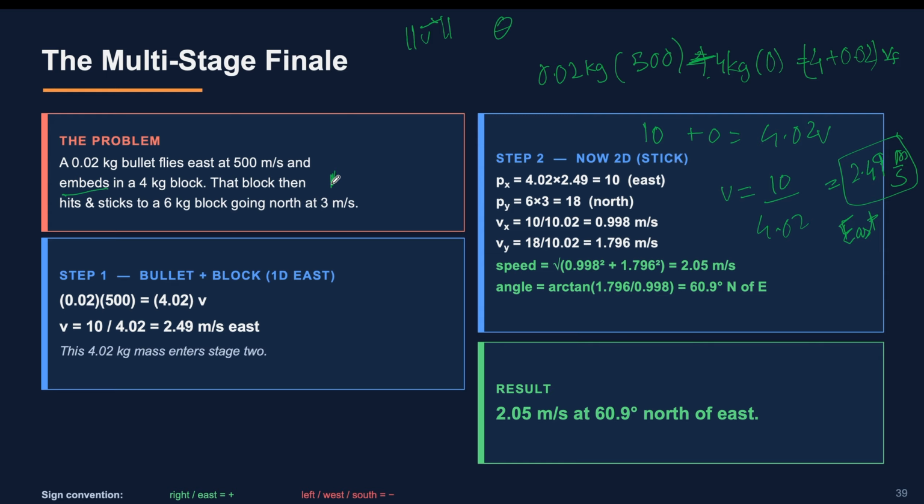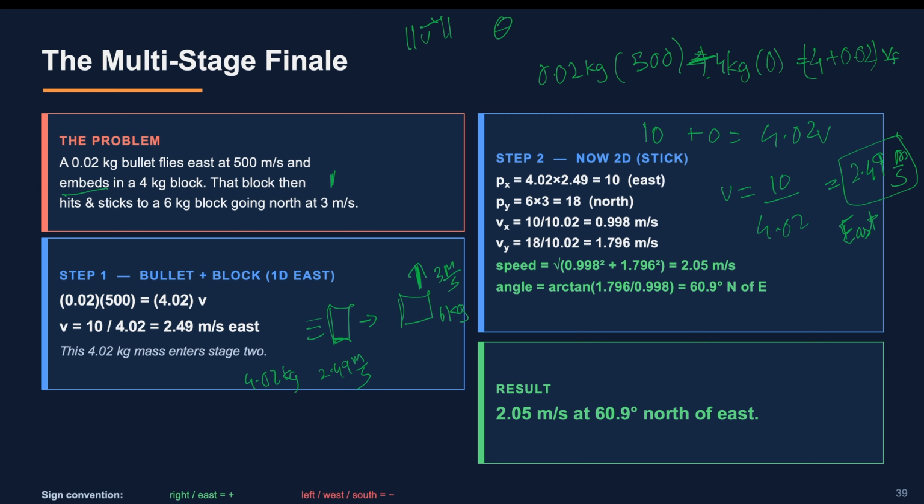But then this block goes and sticks to a 6 kg block going north at 3 meters per second. So imagine this block, right? It's going like this, now at 2.49 meters per second, and its mass is 4.02 kg. And one other block is going northward at 3 meters per second, but its mass is 6 kg. Very similar to the car problem we saw, right?